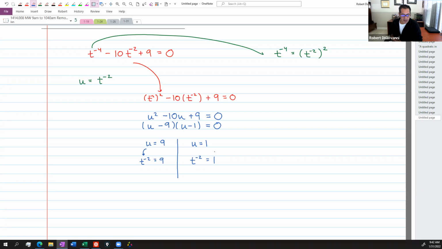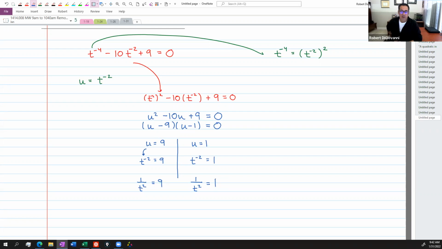Now, at this point, we have several options in terms of how to solve this. The way that I think would be most useful to you is if I remind you what t to the -2 really means. T to the -2 really means 1 over t squared equals 9, and then 1 over t squared equals 1. That's what t to the -2 means. If you raise something to a negative power, you can drop it down to the denominator.